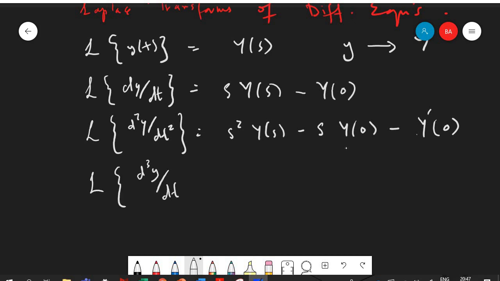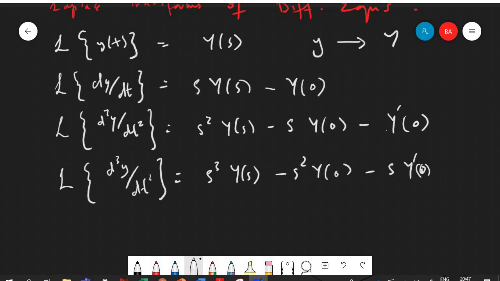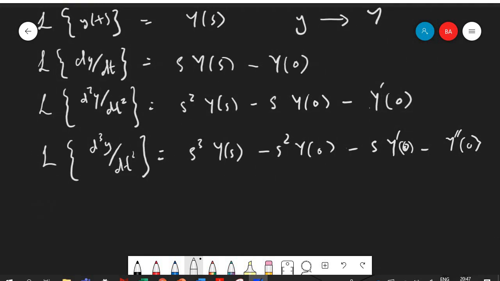Let's go one step further, making it a little more complicated. If you go to the third derivative, you're going to have s cubed times y in the s domain, minus s squared times y of 0, minus s times y prime of 0, minus y double prime of 0, and so on. You can go on and on.